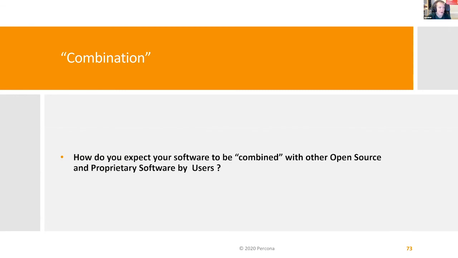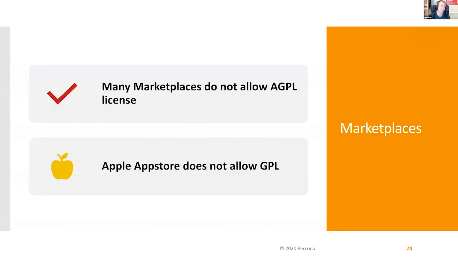Now, a few more things I think you need to think about when choosing a license for your product. One is combination. How do you expect your software to be combined with open source software and proprietary software by users, which can drive your license choices? And often it can be different for different parts. For example, while MongoDB went away from an open source license to a source available license for the server side, for connectors they went with a very liberal permissive license because they want everybody to be able to include connectors in any software with no questions asked, to reduce that friction.